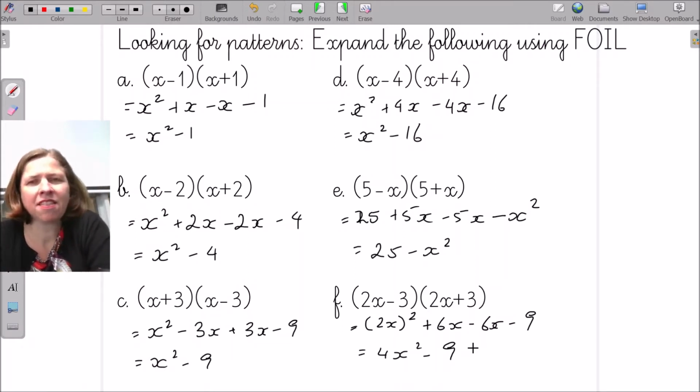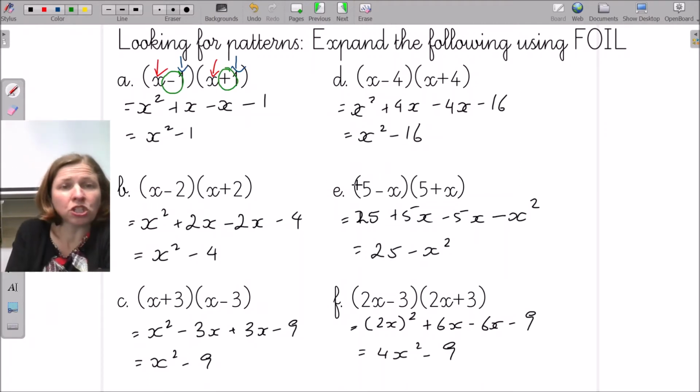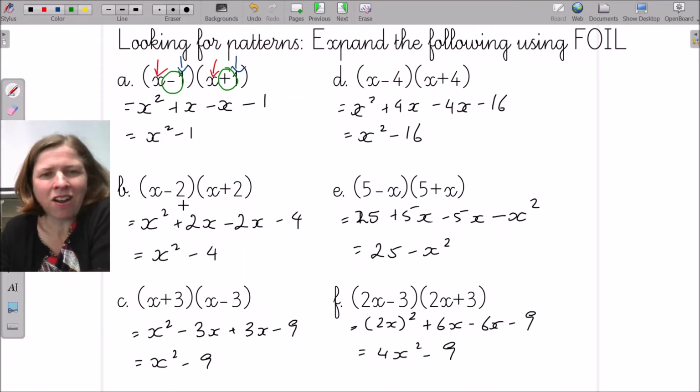So one of the things that you hopefully have seen is that there is a pattern here. In my first example, I can see that in each bracket the first term is the same each time, and the second term is the same each time. But what changes is in one bracket I've got an addition, and in the other bracket I've got a subtraction. Let's look at the next one. I can see it's the same. First term is x and x. Second term is 2 and 2 in each bracket, and then 1 is subtracted and 1 is added.